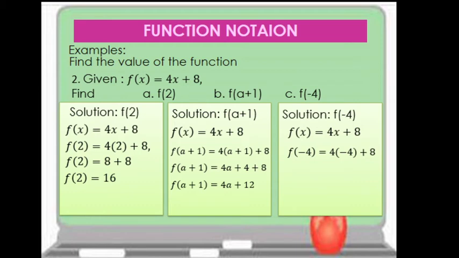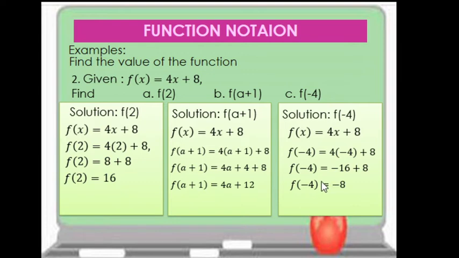So, function of negative 4, or f of negative 4, is equal to 4 times negative 4 plus 8. So, f of negative 4 is equal to negative 16. So, bakit po ito naging negative 16? 4 is positive, then nagmultiply tayo sa negative 4. So, dahil magkaiba yung kanyang sign, isang positive, isang negative, pag i-multiply natin siya, ang magiging answer natin is negative.